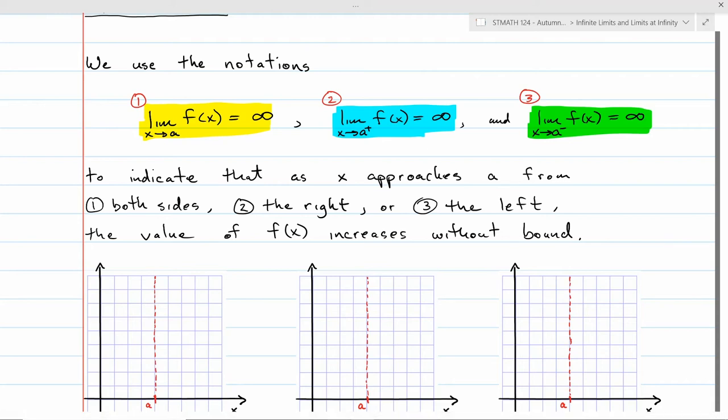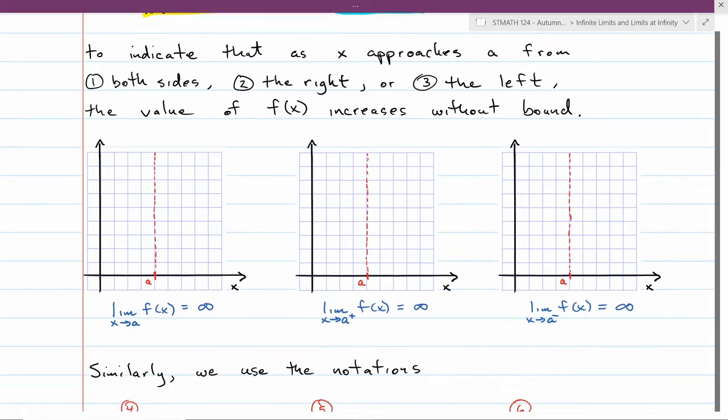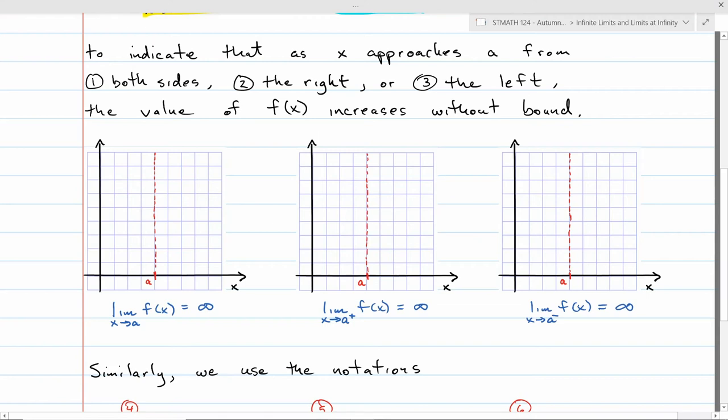Each of these indicate that as x approaches a, either from both sides or the right or the left, the value of f of x is just increasing without bound. Let's draw a few pictures to illustrate what we mean by these three different notations. The two-sided version on the left there, the limit as x approaches a, two-sided, of f of x equals infinity, just means that as the input values of the function start getting close to a, the function values are getting really big.